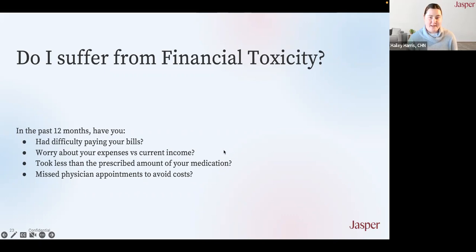In the past 12 months, have you had difficulty paying your bills? Worry about your expenses versus income? Took less than your prescribed amount of medication? Or missed physician's appointments to avoid costs?